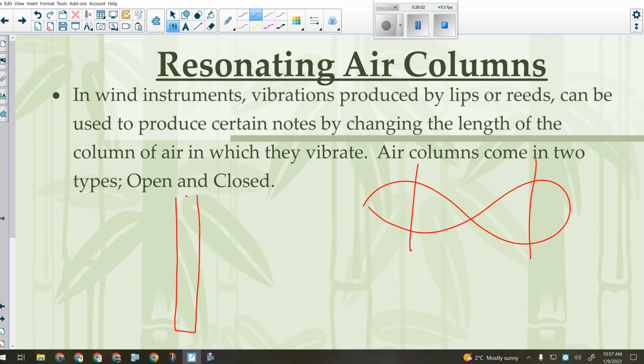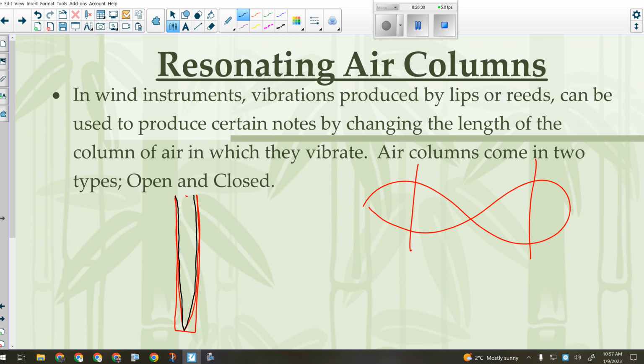All right? The first pattern that I'm going to get in this column of air is going to look like this. Okay? Actually, I'll use a different color so you can kind of see the difference here. Okay, so the first wave pattern is going to look like that. So my antinode will be right there at the top. Okay? How many wavelengths are there?